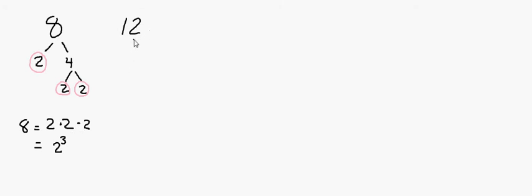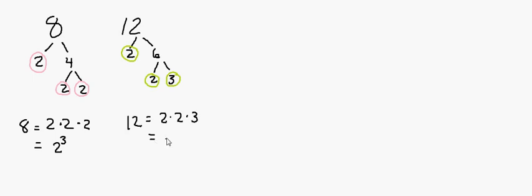Alright, let's do the same for 12. I can break 12 down into 2 times 6. 2 is a prime number, so I stop there. 6 is not a prime number, so I break it down some more by multiplying 2 times 3. Both of these are prime numbers, so I stop. Now I have my prime factorization of 12: 2 times 2 times 3, or 2 squared times 3. We can check this: 2 times 2 equals 4, and 4 times 3 equals 12.